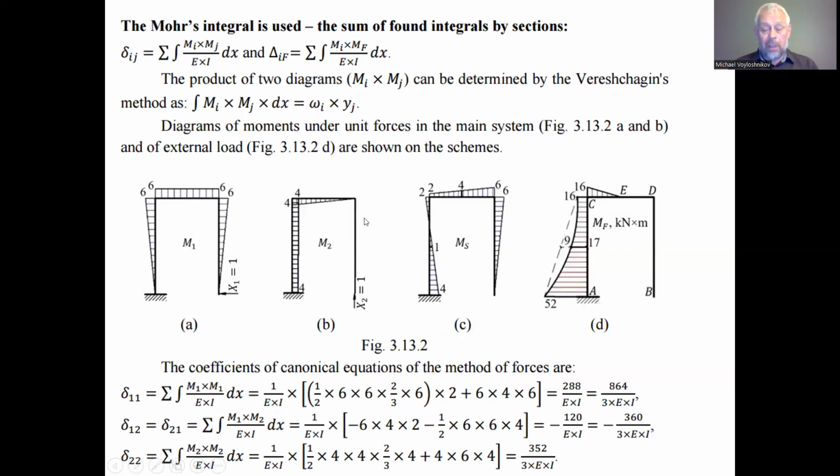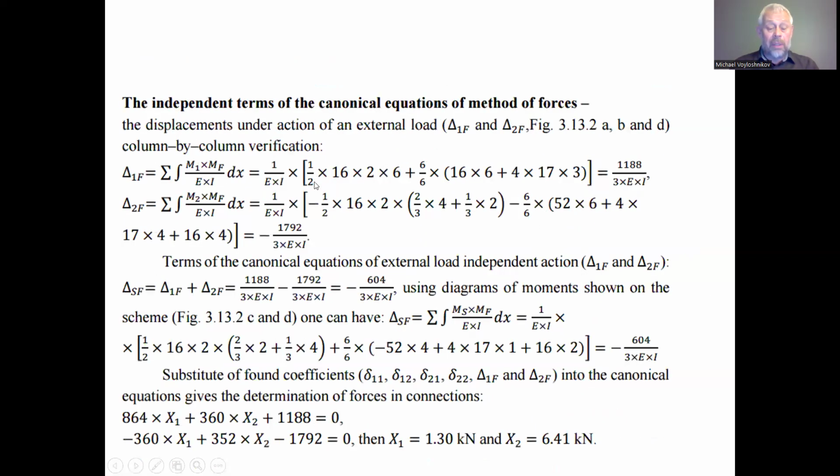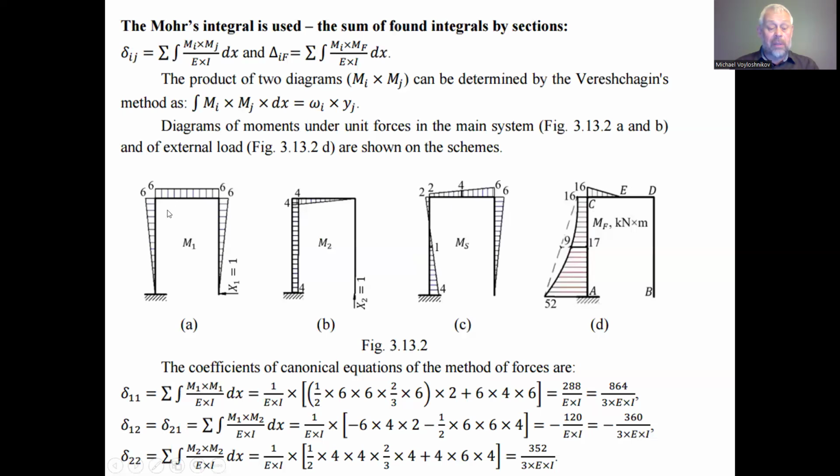the product of this one segment by the magnitude 6. The area of the segment is 16, and the extent is half of the span between points C and D. The total distance is 4, so half of it is just 2, and the diagram is of triangular shape, so we have one half of 16 by 2 by 6, where 6 is the magnitude of the bending moment in this diagram corresponding to the center of the area of the previous diagram.